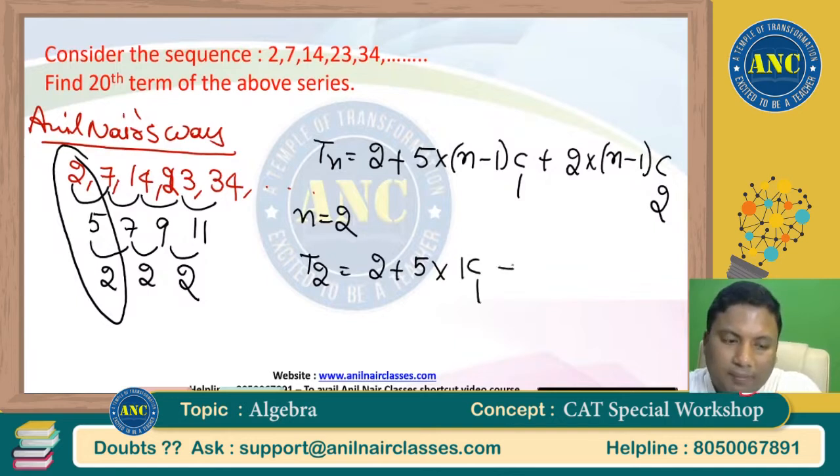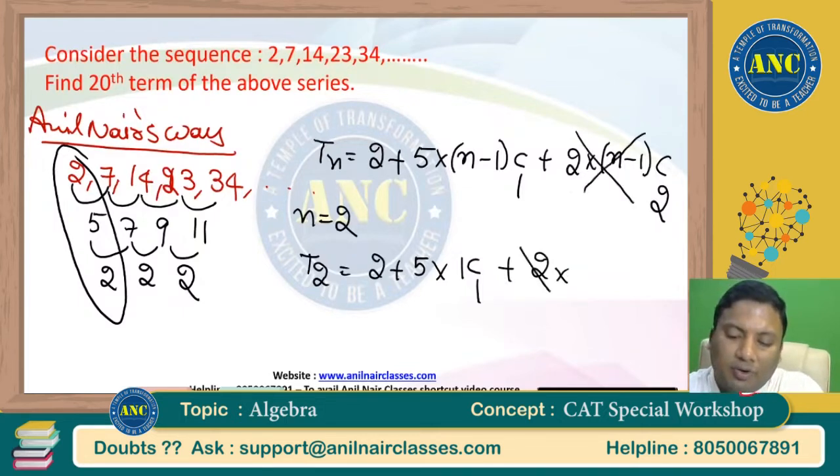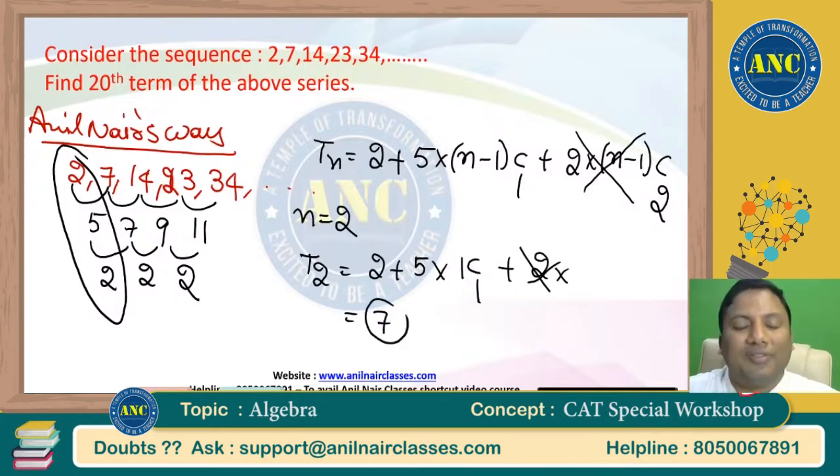Next one plus 2 into 2 minus 1, 1C2. Out of 2 items, selecting 1. These are of no use. So 2 plus 5, it is nothing but 7. Are you all with me?